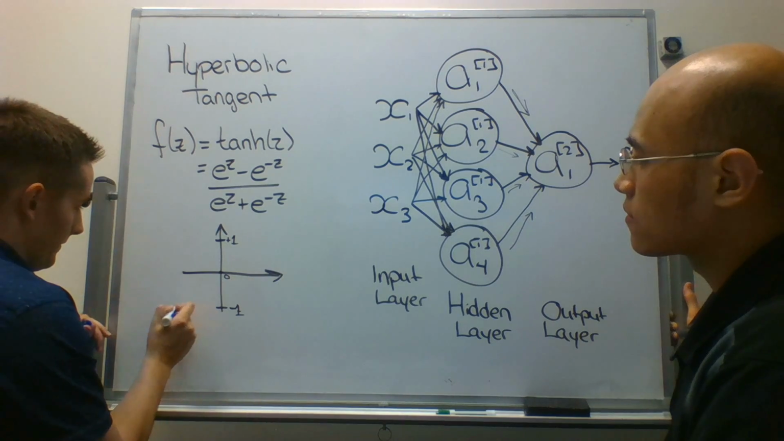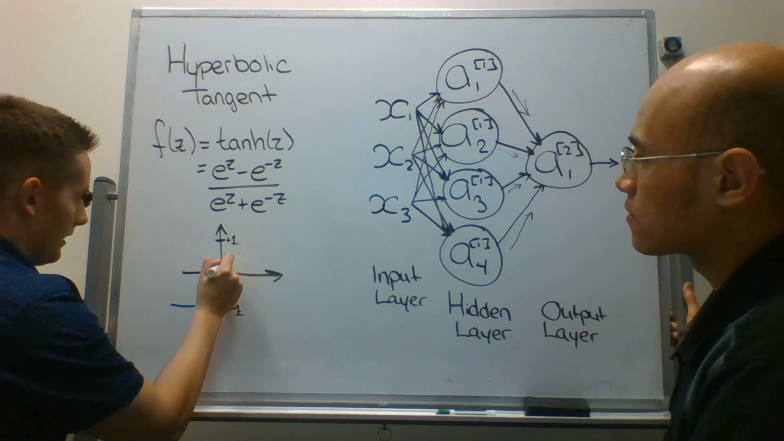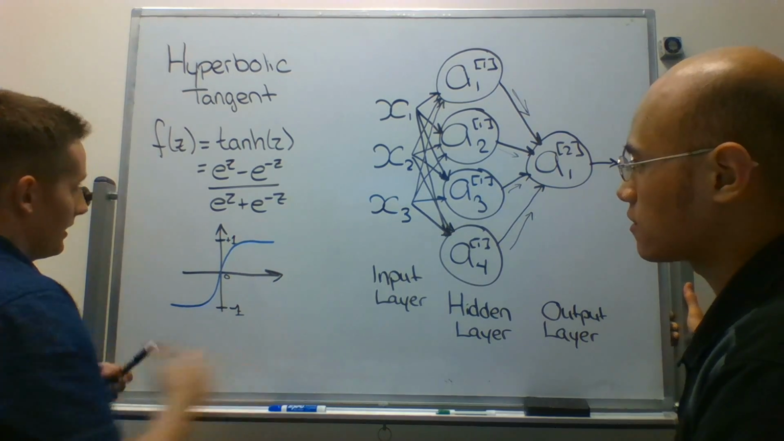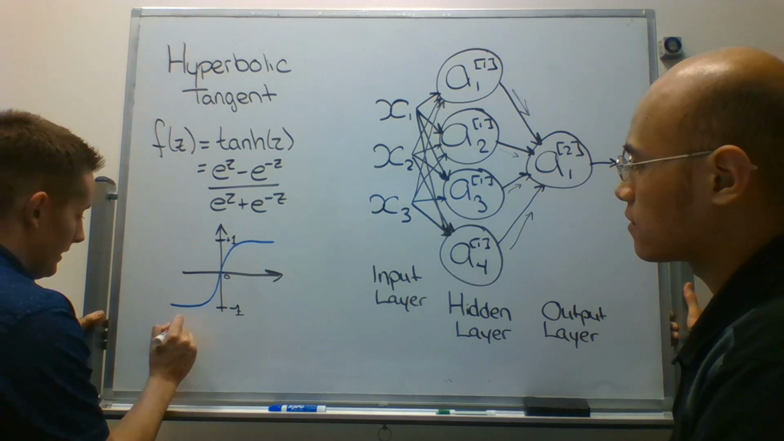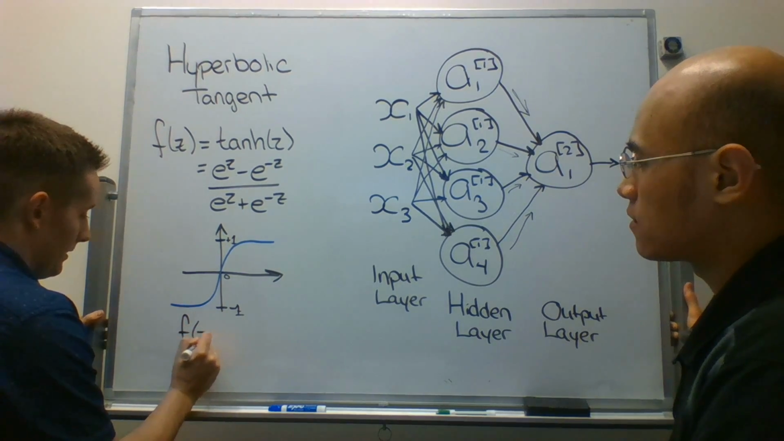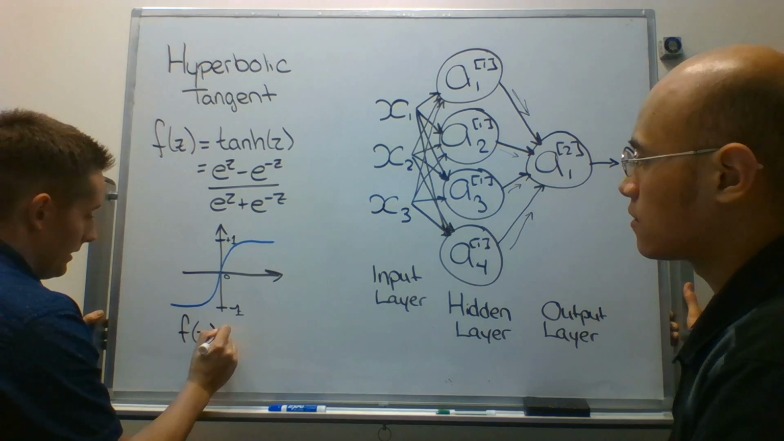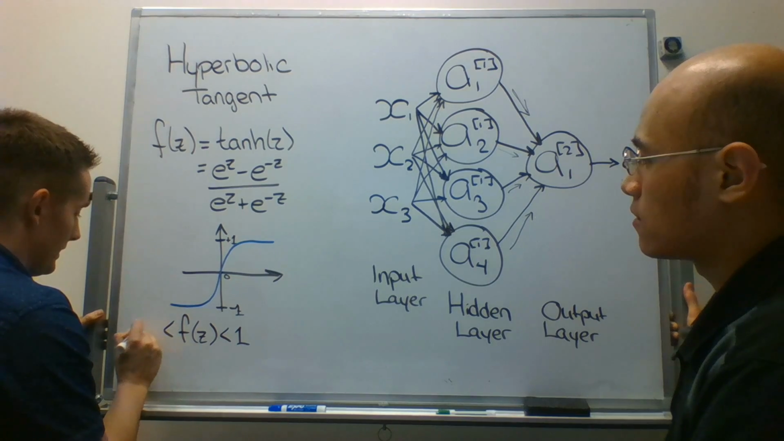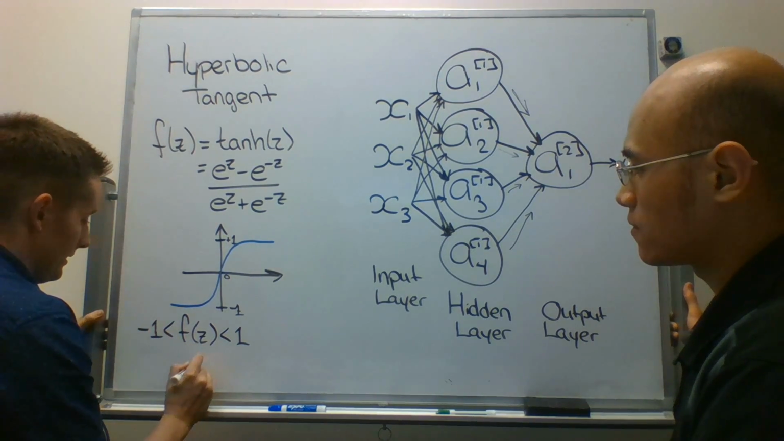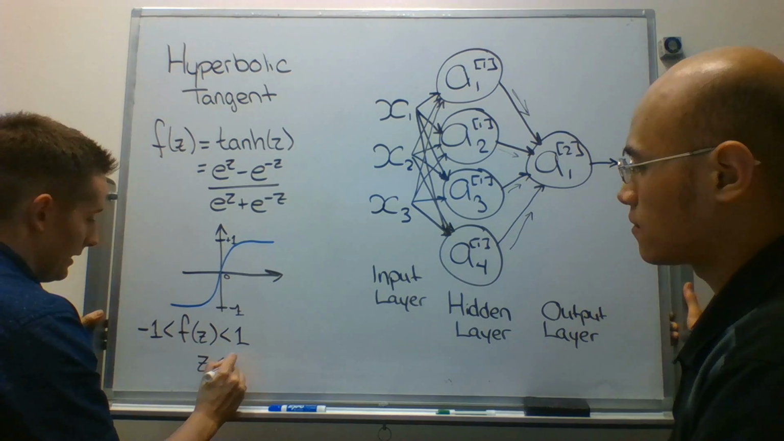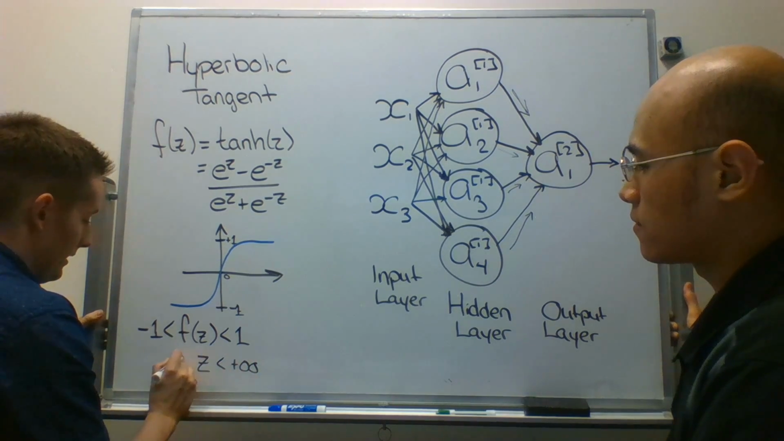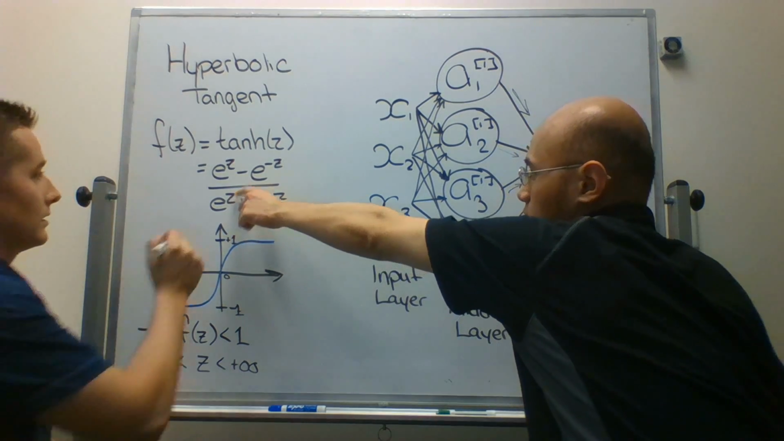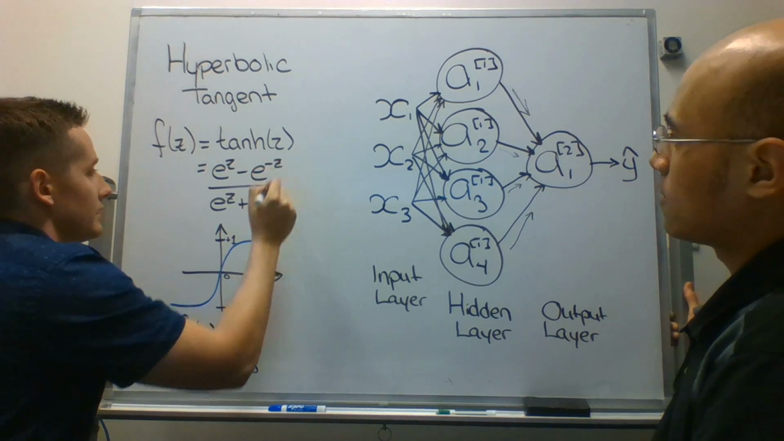We'll draw the graph. And quickly here, f of z is bounded by 1 and -1. And z is again bounded by +infinity and -infinity. And if you don't mind, just put the marks on the z here.